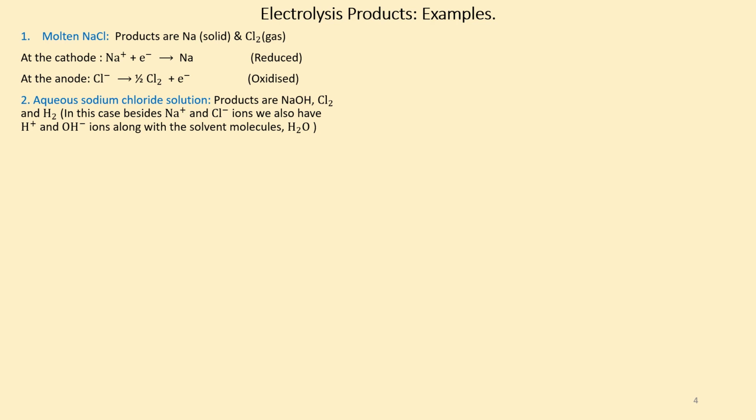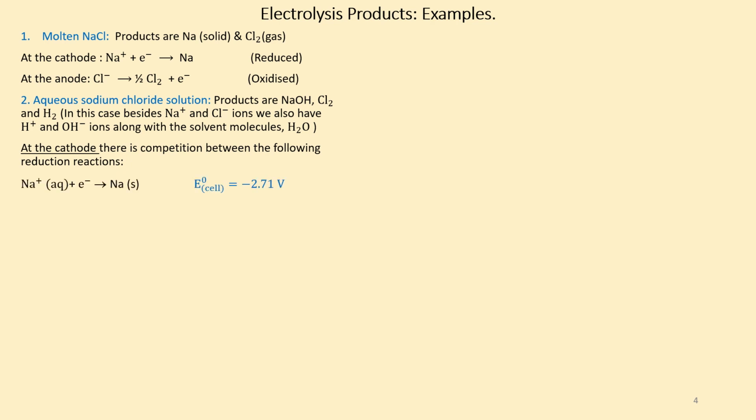In this case, besides Na+ and Cl- ions, we also have H+ and OH- ions along with solvent molecules of H2O. Thus, at the cathode, there is a competition between two reduction reactions. One is reduction of Na+ to form Na solid, whose standard electrode potential is minus 2.71, which is given in the standard electrode potential table of section 2.3, that is, the electrochemical series. Please go back and refer to the different equations.